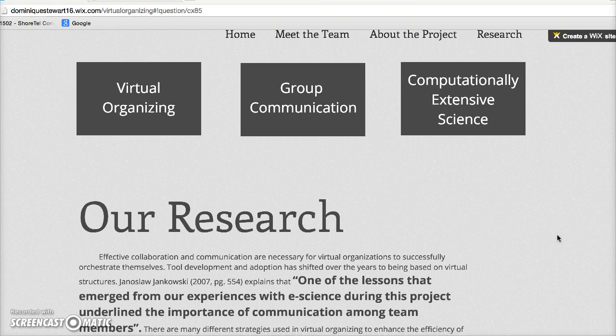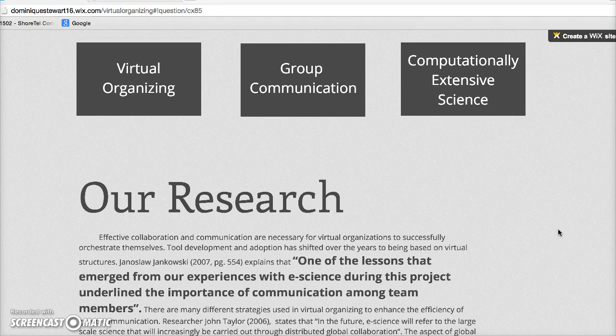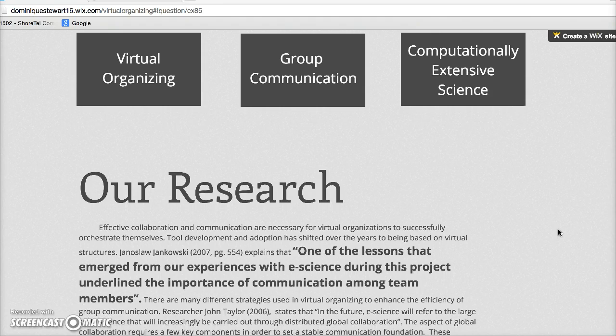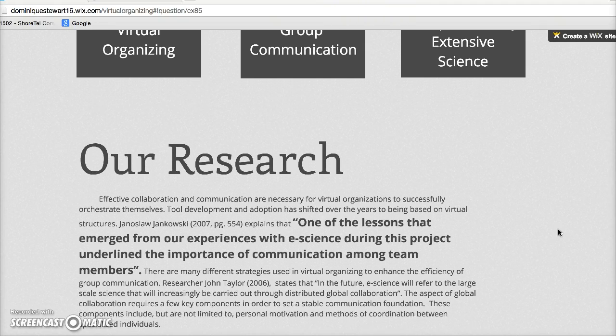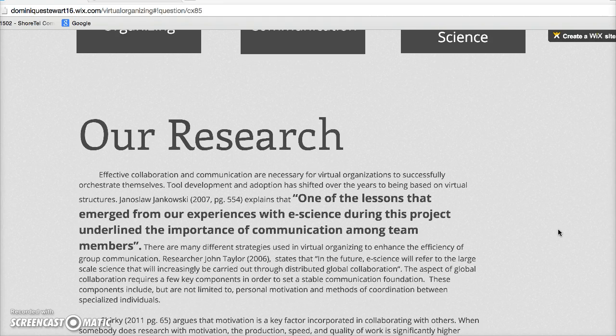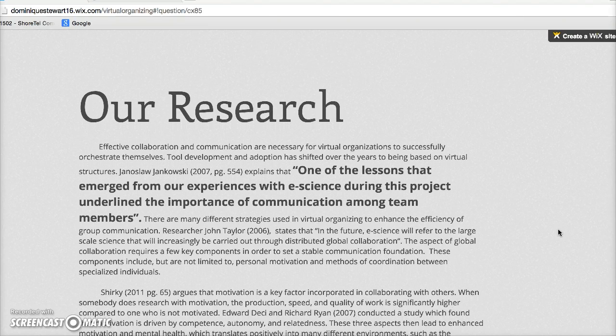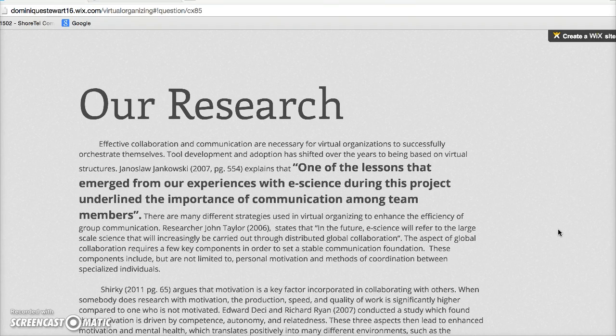Effective collaboration and communication are necessary for virtual organizations to successfully orchestrate themselves. Tool development and adoption has shifted over the years to being based on virtual structures. Jan Slow-Janzowski explains that one of the lessons that emerged from our experiences with the eScience during this project underlined the importance of communication among team members.